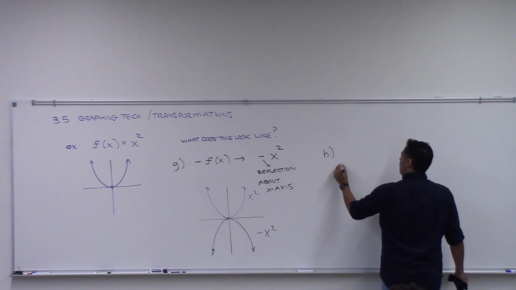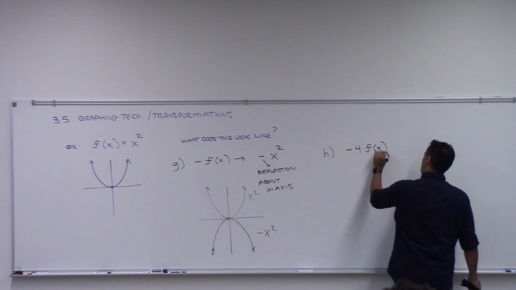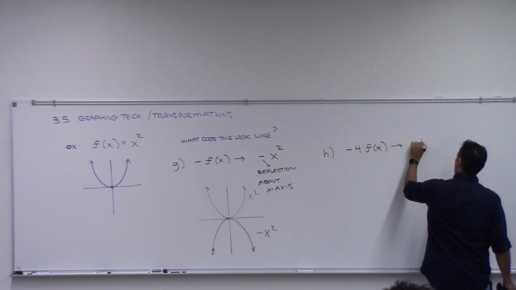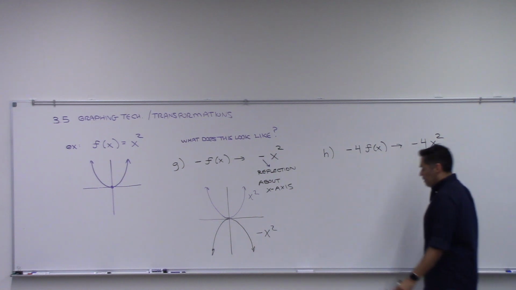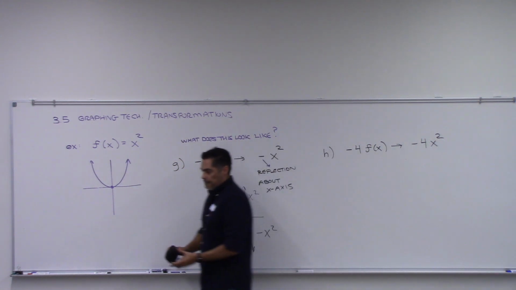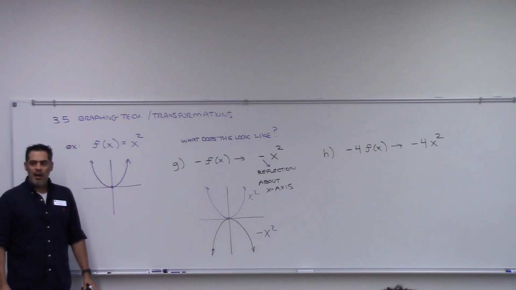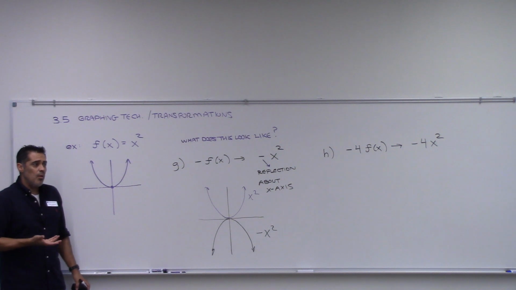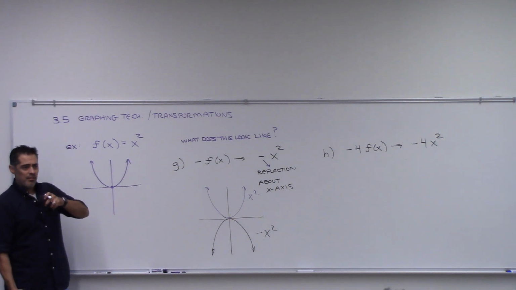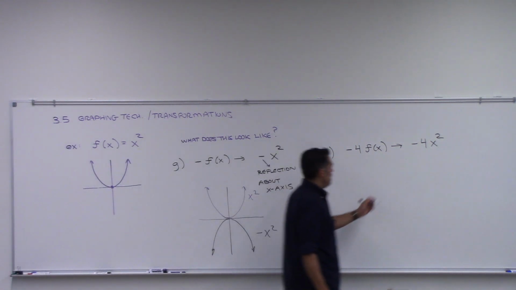Okay, let me give you another one of those. What would negative 4 times the function be? And so for this example, what would negative 4x squared do? So you flip it, right? The negative has the effect of flipping it over the x-axis, or reflecting over the x-axis, but what does the 4 have the effect of doing? Stretching it this way, right? So this is like 2 in 1.